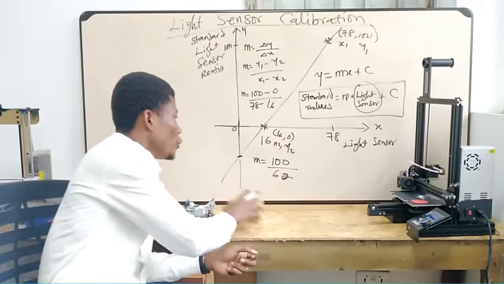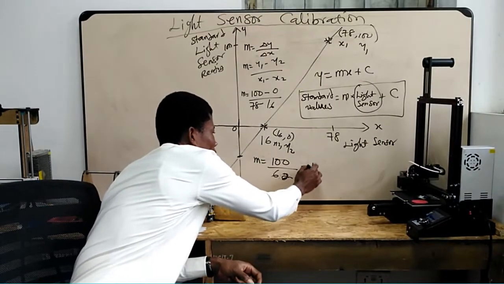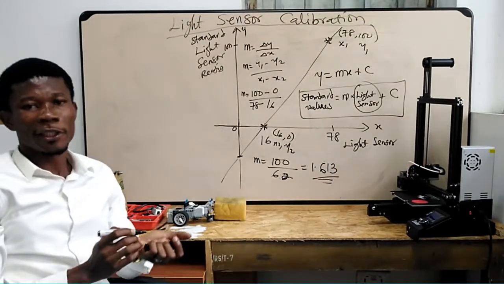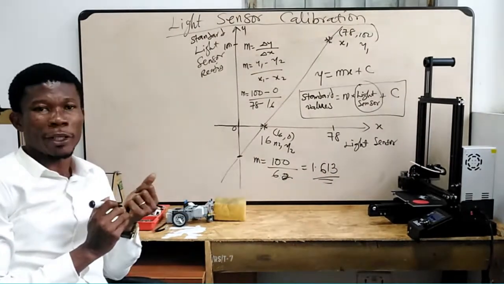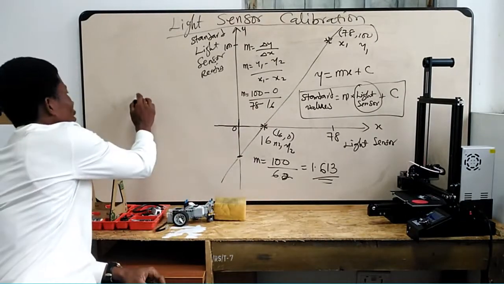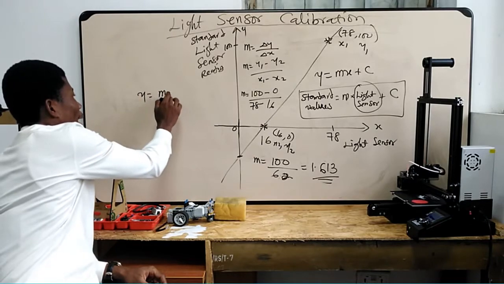So our m value gives us 1.613, approximated to m as 1.613. So how do we find our c? Let us fit that equation. So y equals what? mx plus c.